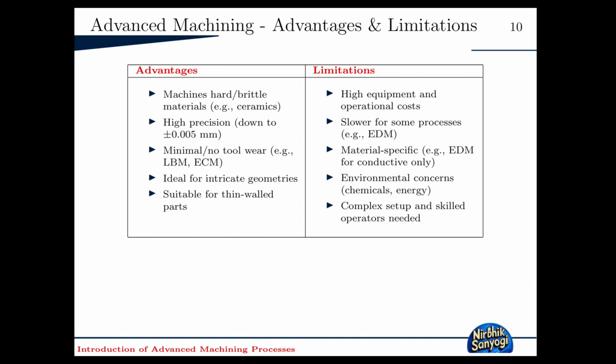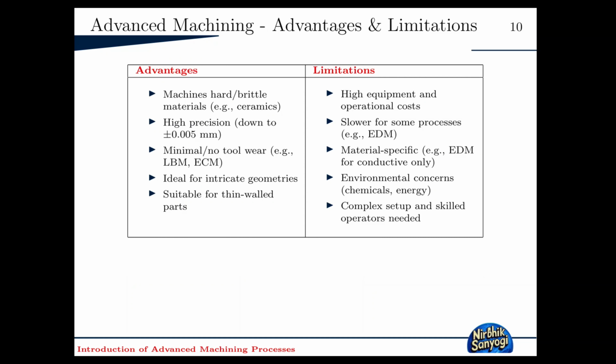The advantages of advanced machining processes are, as I told earlier, that they machine hard and brittle materials like ceramics, with high precision down to 0.005 millimeter. Some machines even work frequently on nano features, with minimal or no tool wear. For example, LBM and ECM are ideal for intricate geometry and suitable for thin-walled parts. Limitations include high equipment and operational cost, and being slower for some processes; EDM is relatively slow compared to ECM.